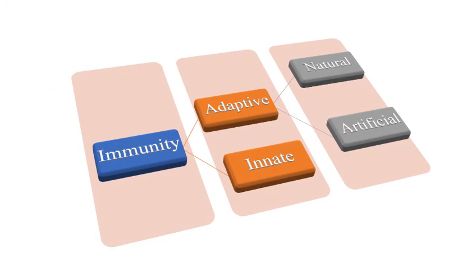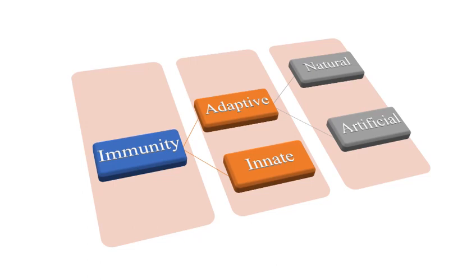Now we'll discuss the types of immunity. What are the types of immunity? Immunity can be broadly categorized into two types, innate immunity and adaptive immunity. Innate immunity is the body's first line of defense. Adaptive immunity we can call the body's second line of defense.